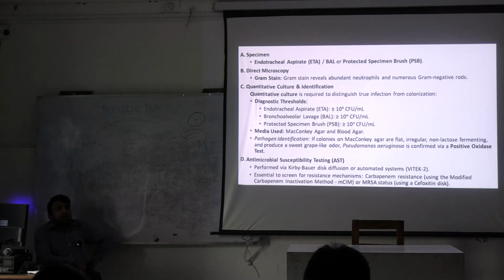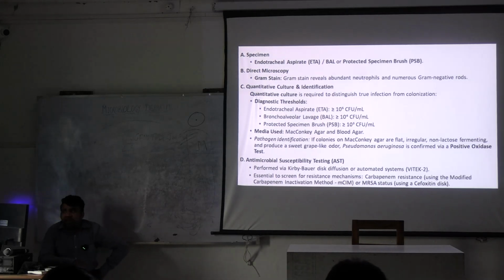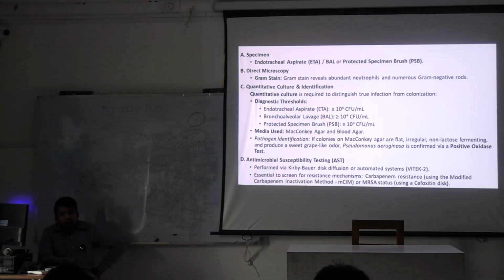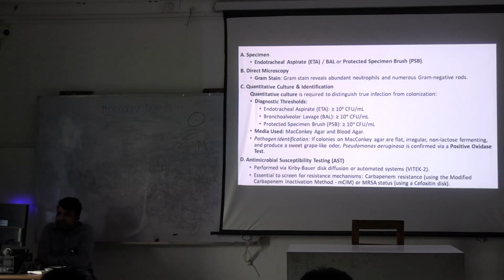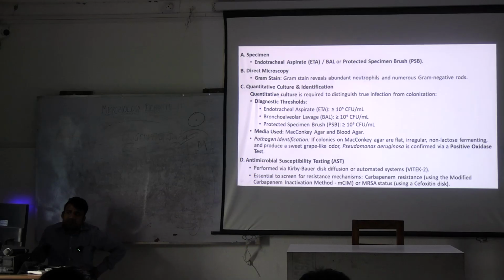The best sample would be to take a endotracheal aspirate sample, or we can go for bronchoalveolar lavage. Then send it for gram stain and culture. On gram stain, we can find obviously pustules along with the organism itself. It could be a gram positive cocci or gram negative bacilli. Now this is very important. In endotracheal aspirate, we need to quantify. Now why quantification is important?